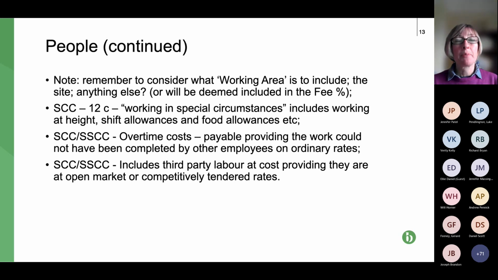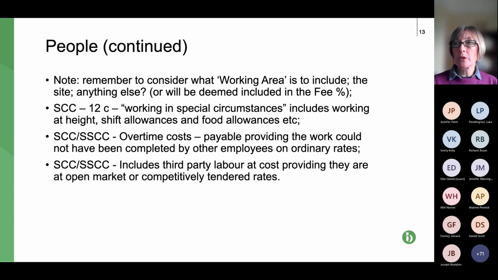So that first bullet point is just the point we've been talking about, defining your working area, and the working area is defined in the contract data. So you do have the opportunity to negotiate that. Second bullet point down, the schedule of cost components. These are just some of the items that are referred to as costs you can include for the cost of employing people. One is working in special circumstances. That might include working at height, shift allowances, food allowances, etc.